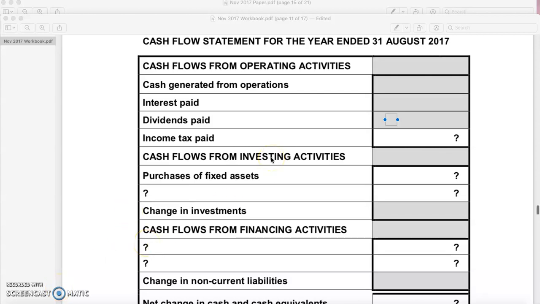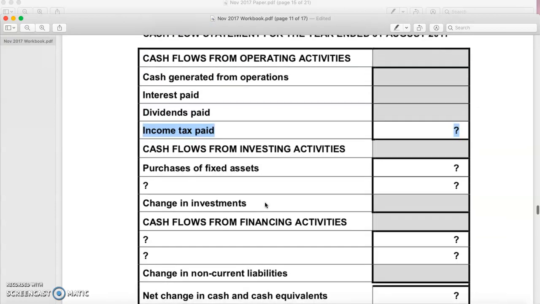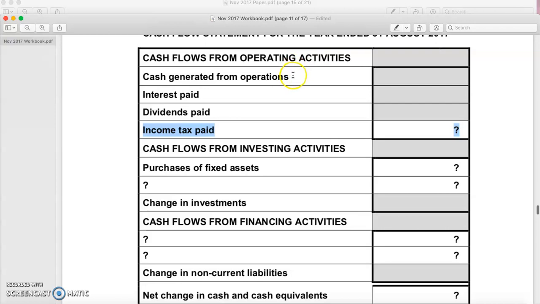Okay, we're starting on our cash flow statement, and the first amount that we are required to calculate is income tax paid. Now, this question is very easy because they don't want the cash generated from operations note. They've already written down all these details. So it's not always going to be this easy. So please learn everything. Make sure you know all the details, all the notes. Okay, but for now, we just want income tax paid.